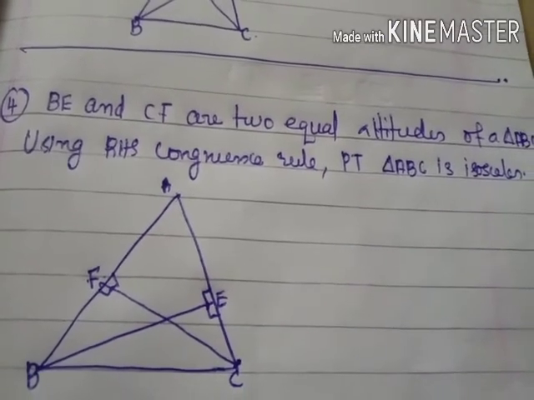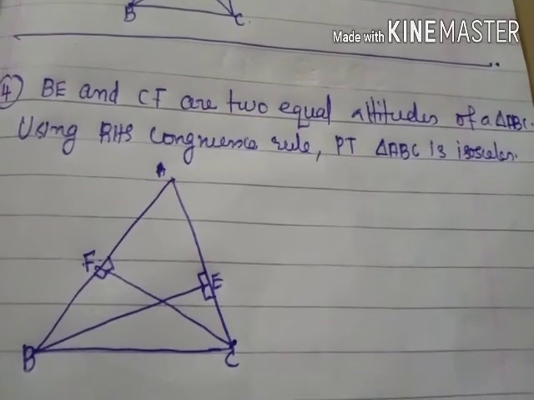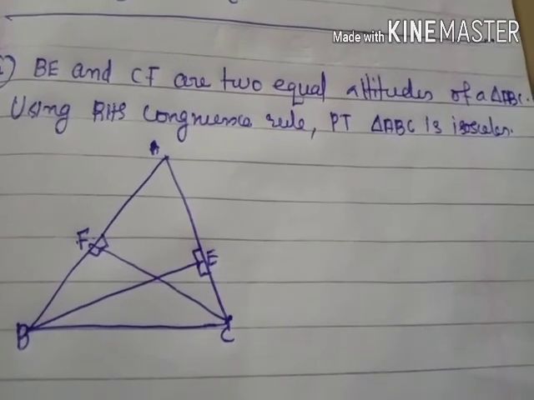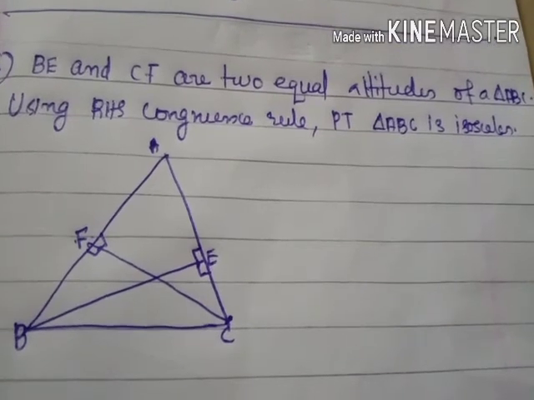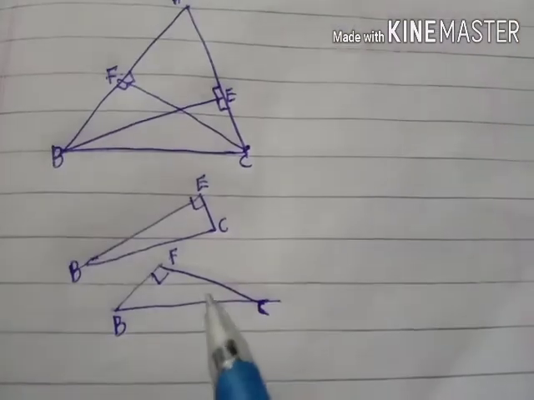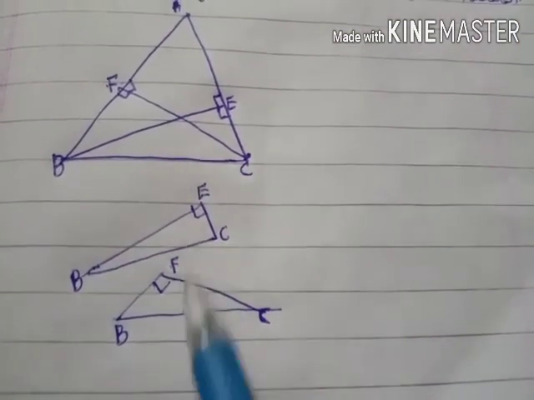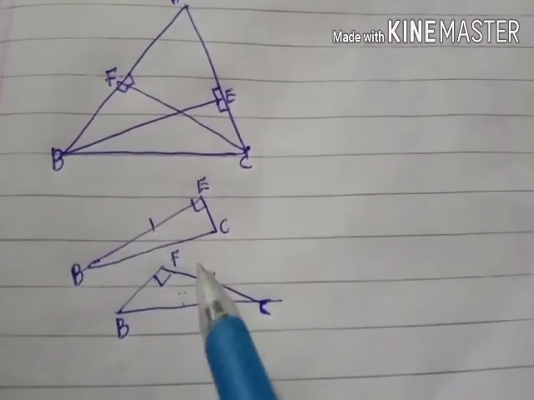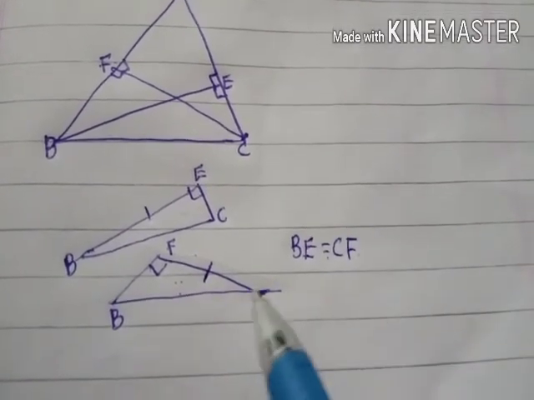BE and CF are two equal altitudes of a triangle ABC. Using RHS congruence rule, prove that triangle ABC is isosceles. Listen, in exercise 7.2, we already proved it by using AAS. Here we are going to prove it by RHS. Let's see. We can consider these two triangles BEC and BFC. Here altitudes are given, that is given in the question. BE and CF are altitudes.